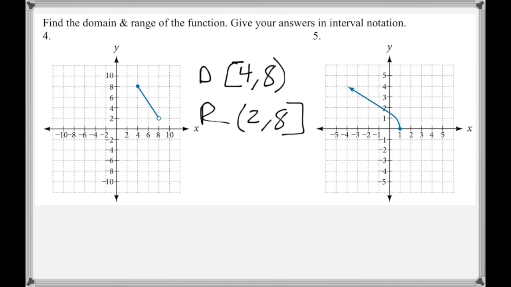Let's look at 5, and my domain here. The furthest left, this actually is going forever in that direction. So I'm actually going to start at negative infinity, and the furthest right this goes is over here at 1. So this all goes all the way to 1.